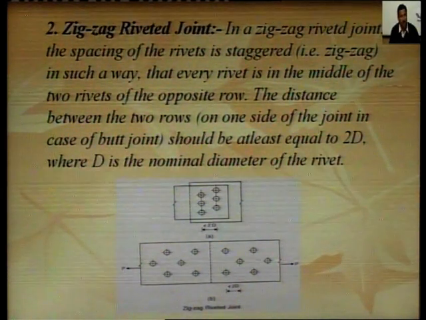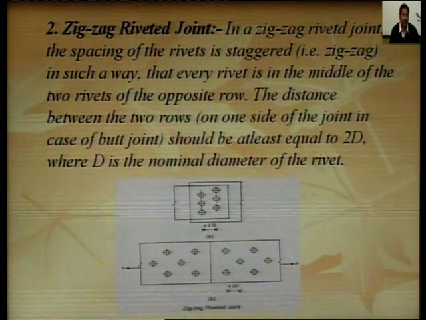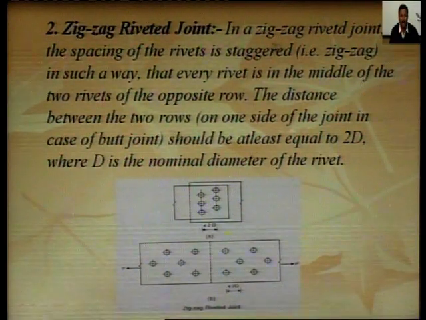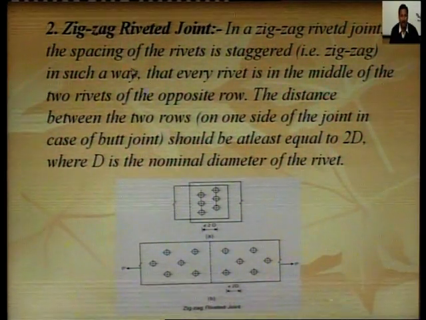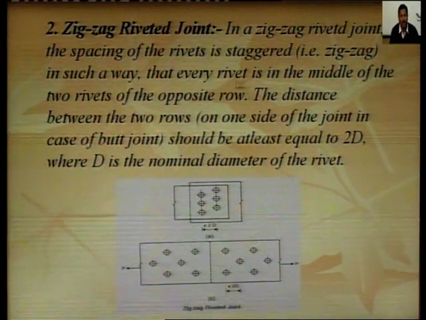Second arrangement of rivets in a riveted connection is a zig-zag riveted joint. So, zig-zag rivet. In a zig-zag riveted joint, the spacing of the rivets is staggered, that is zig-zag.